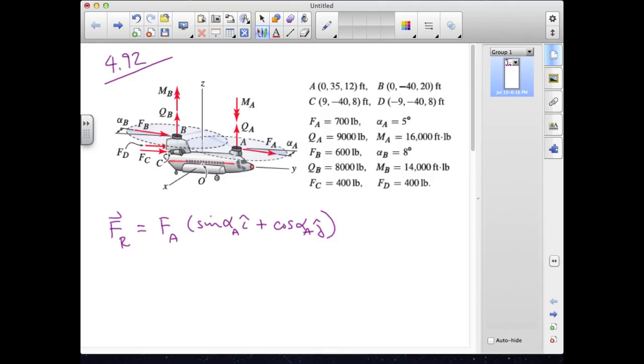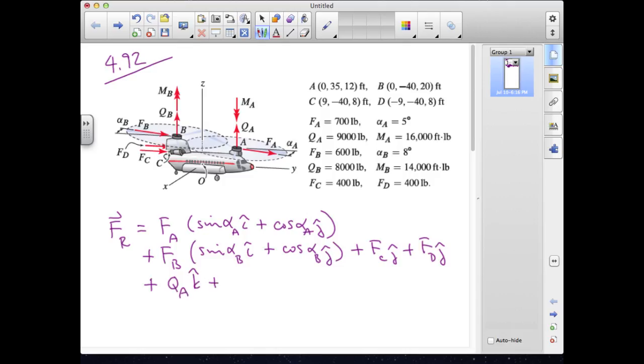Similarly, for the force at B, we have the unit vector being sine alpha B in I plus cosine alpha B in J. And then we have the forces at C and D, which are both in the y direction, so FC J plus FD J. And then we have the lift forces QA and QB, both in the K direction.